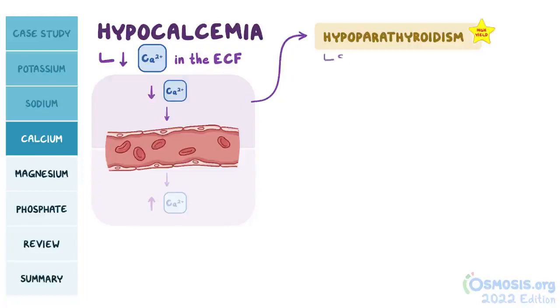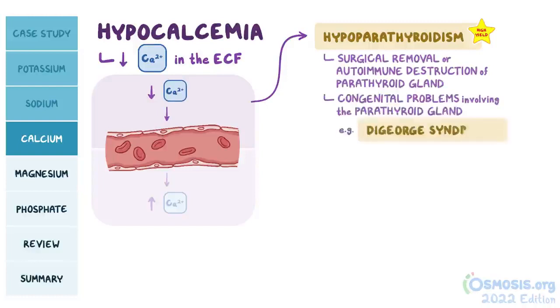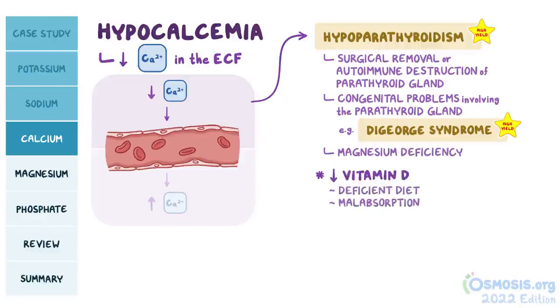Hypoparathyroidism can be caused by surgical removal or autoimmune destruction of the parathyroid gland, by congenital problems involving the parathyroid gland, like DiGeorge syndrome, or by magnesium deficiency, since magnesium is needed for parathyroid hormone production. Low levels of vitamin D can also lead to hypocalcemia, and these can be caused by a deficient diet, malabsorption, cirrhosis, lack of sunlight, or chronic renal failure, among other causes.